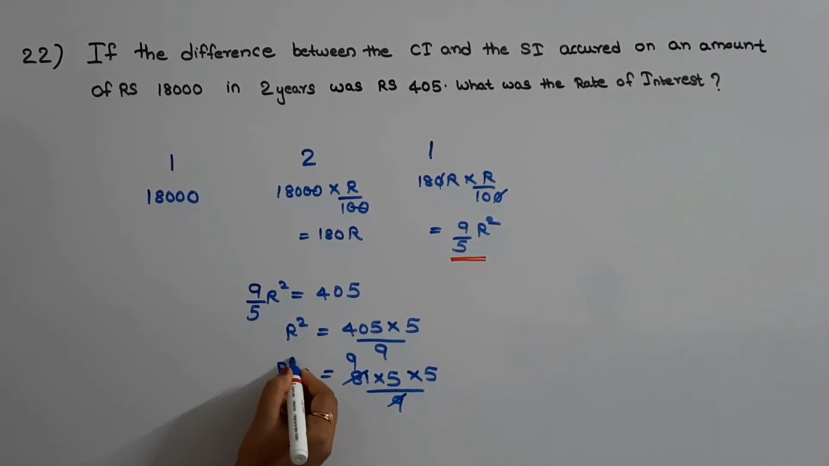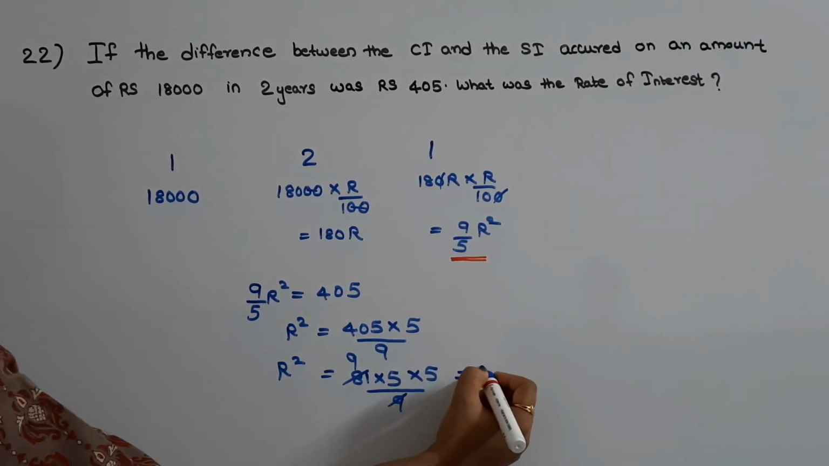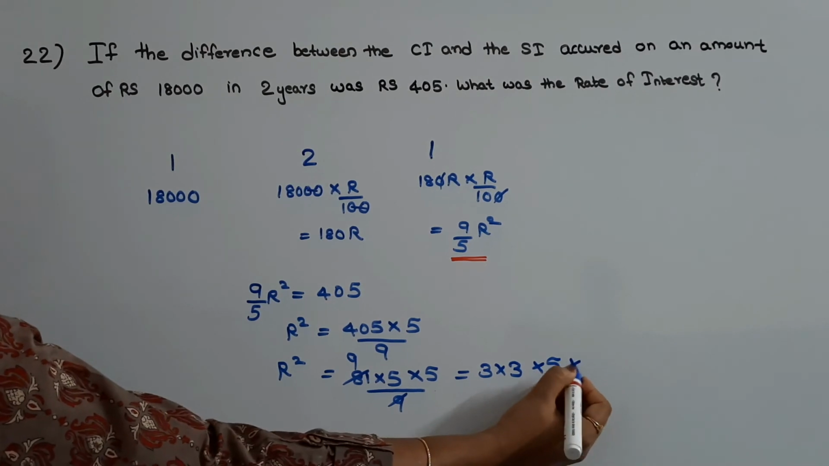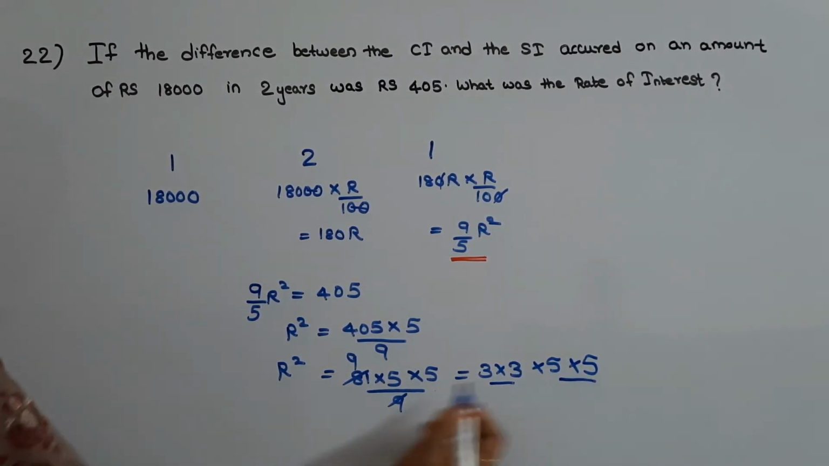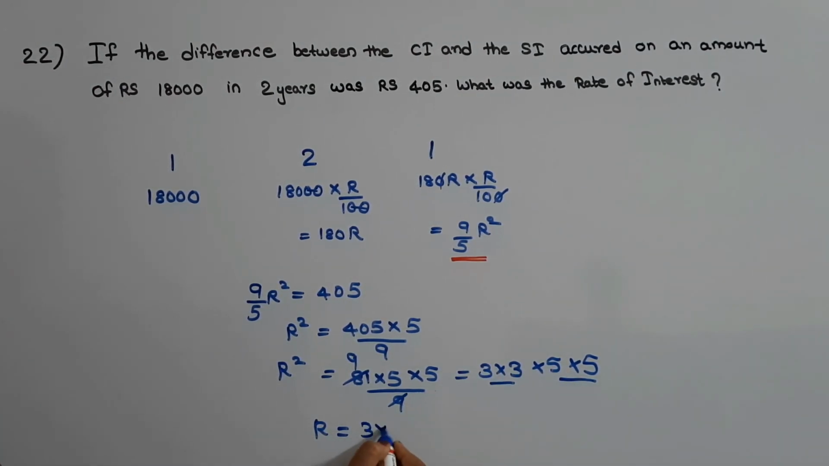Now r square is equal to 9 into 5 into 5, or we can write it as 3 into 3 into 5 into 5. So if r square is this, then r will be equal to 3 into 5. So the rate will be equal to 15%. This is the answer.